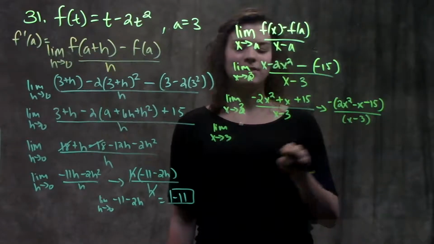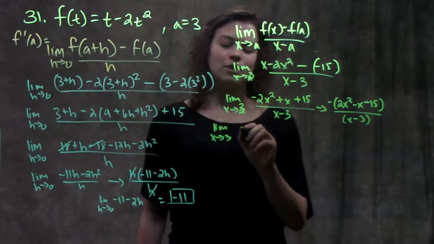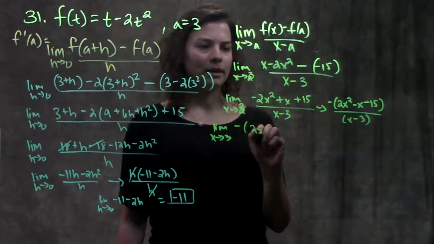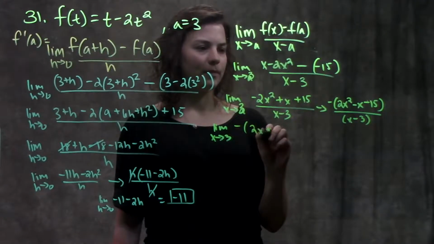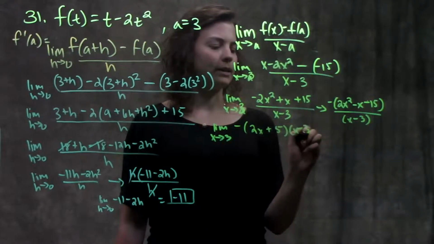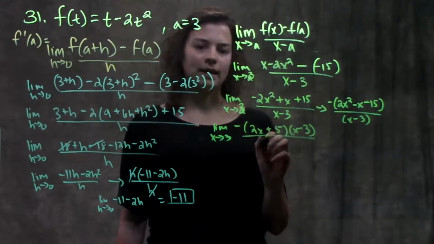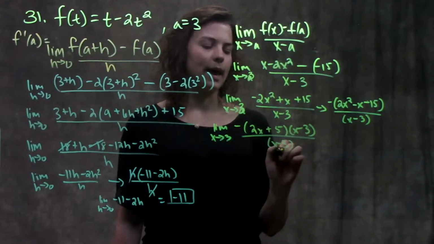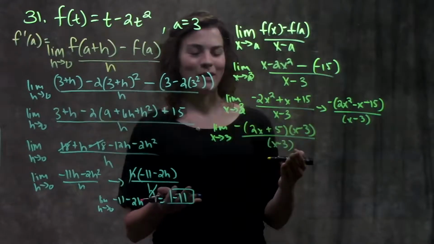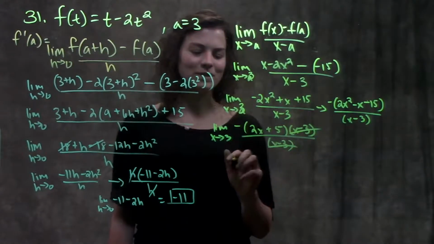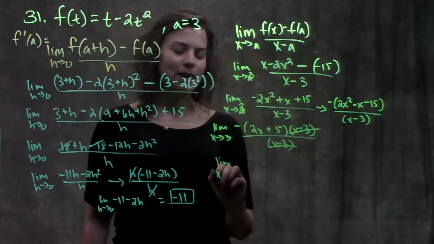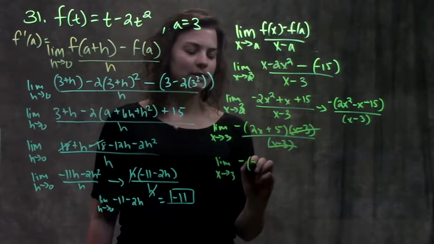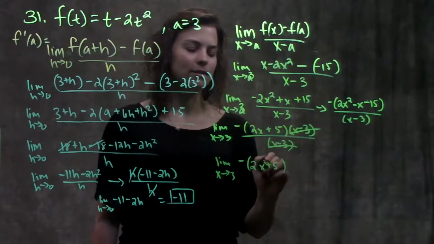Alright, now let's factor this quadratic over here. So when you factor this out, you're going to end up getting 2x plus 5 and x minus 3 on the top. And on the bottom, you still have x minus 3. Just what we wanted to happen. One of our factors cancels. And now we're left with the limit as x approaches 3 of minus times 2x plus 5.